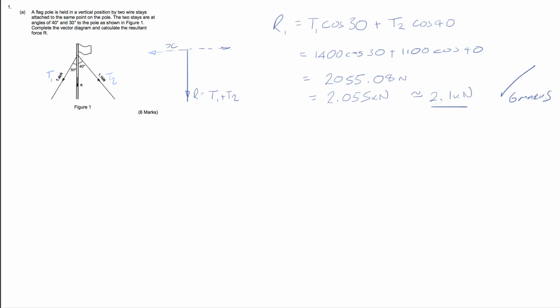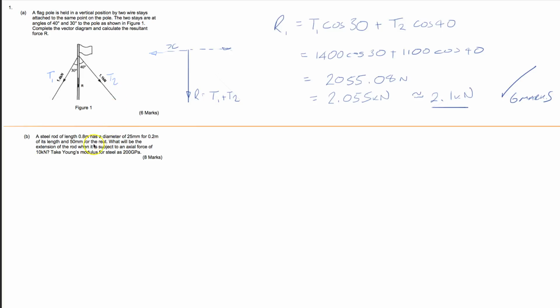Right, on to 1B. Question 1B, a steel rod of length 0.8 metres, diameter 25 mil, for 0.2 of its length, 50 for the rest. What will be the extension in the rod when it's subject to an axial, meaning along the axis, the length of it, force of 10 kilonewtons? Right then, I'll follow my own advice. I'm going to draw a diagram.